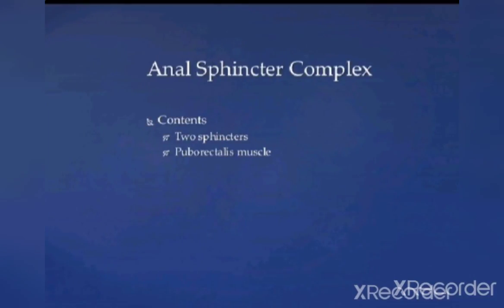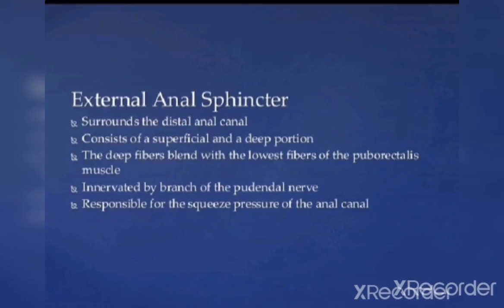Now, what is the anal sphincter complex? It contains two sphincters. In the anal sphincter complex there are two sphincters and the puborectalis muscle. Sphincters are openings which are under voluntary control; that is what is called a sphincter.